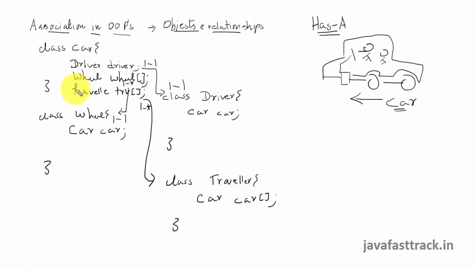One car carries many travelers. Also, a traveler may travel in any car. It is one to many from both directions. One traveler travels in many cars or any car. It is one to many and one to many from both ends.